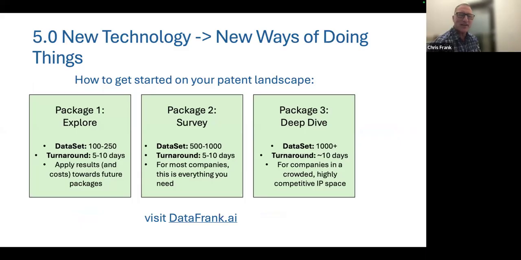I offer 3 different packages. You can start with package number 1, explore. Let's see what's out there, looking at 100 or 200 patents. You can take that information and apply it to your package number 2 or package number 3 data, a larger data set. You can even apply your costs towards reducing the price of those data sets as well, because you want to start easy and get a sense of what's out there.